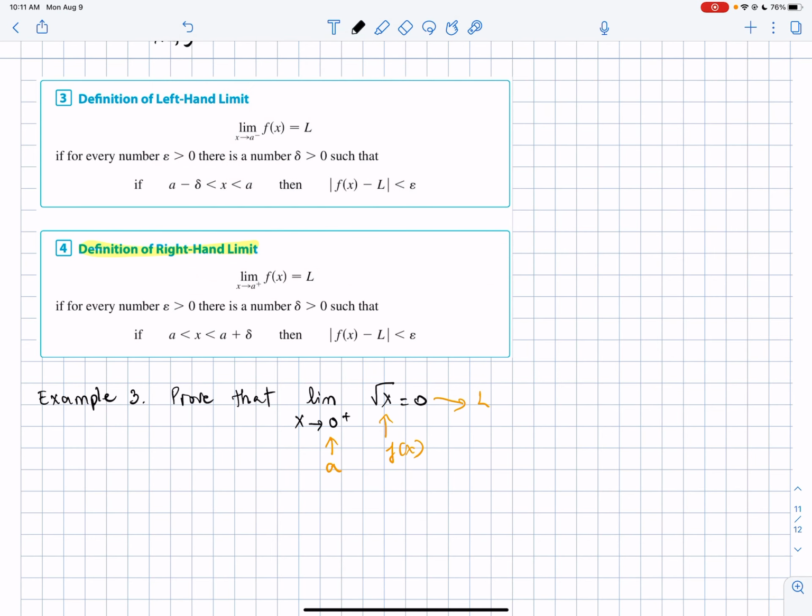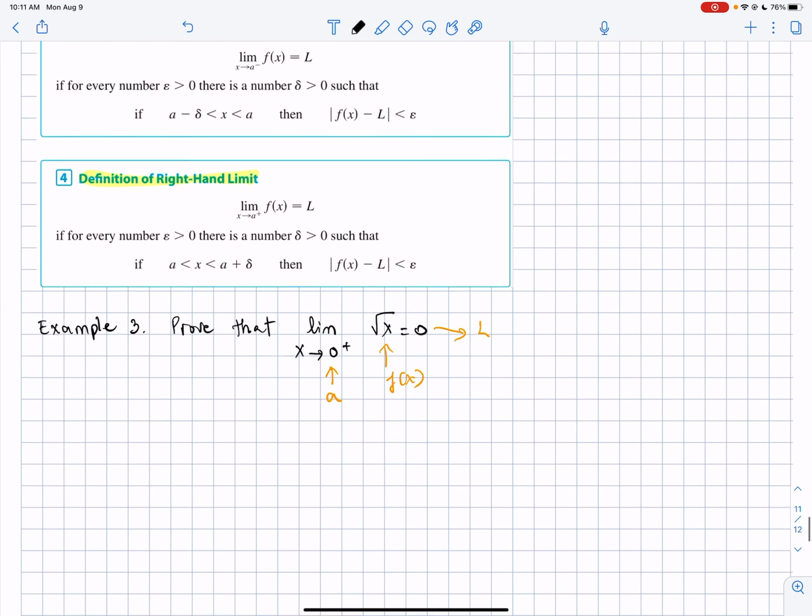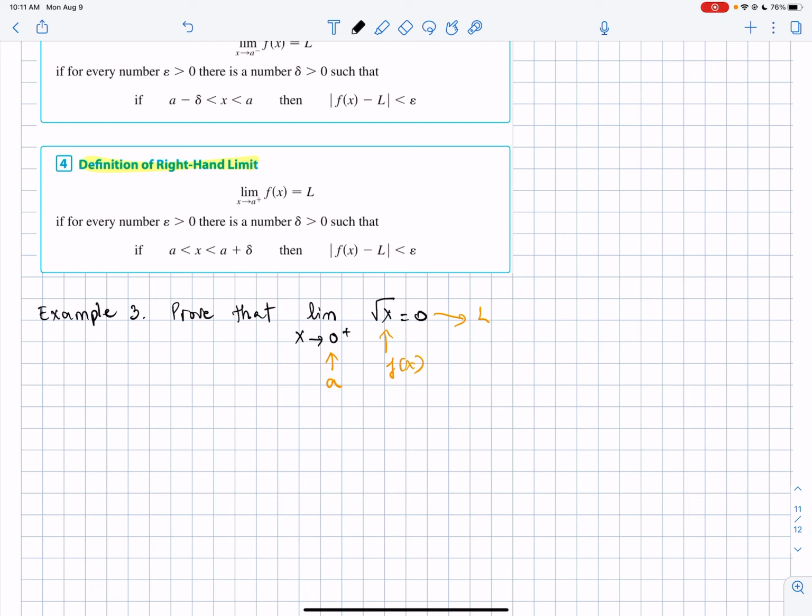So basically we have two steps. Step number 1 is we find delta. And step number 2 is we check, we plug in the delta to see if it works. And of course we will use this sentence, okay?